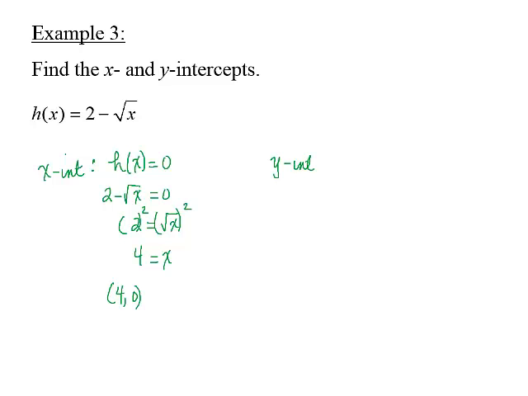The y-intercept is found by letting x equal 0, or finding h of 0. We get 2 minus the square root of 0, which is 2 minus 0, or 2. So we get the y-intercept to be the point 0, 2.